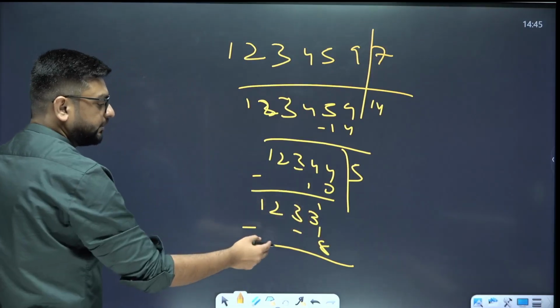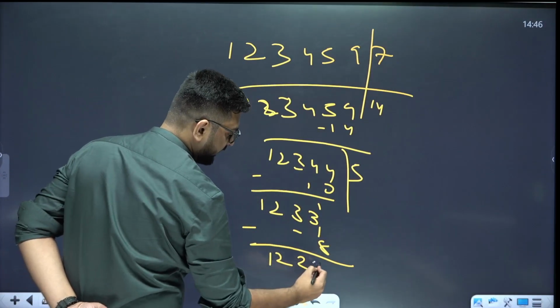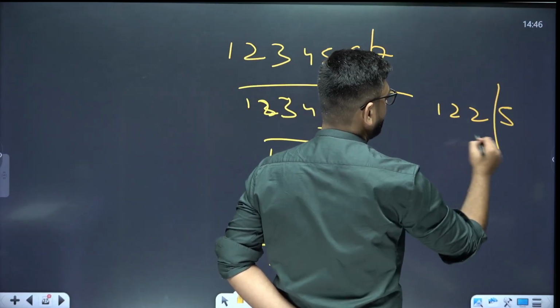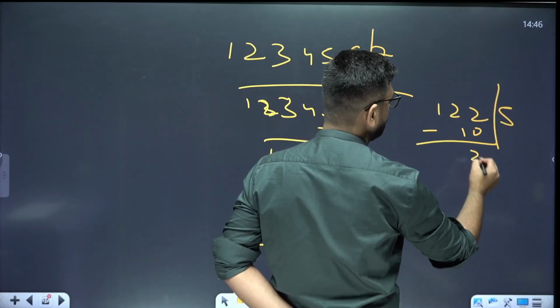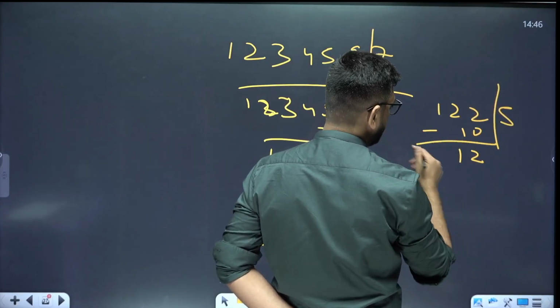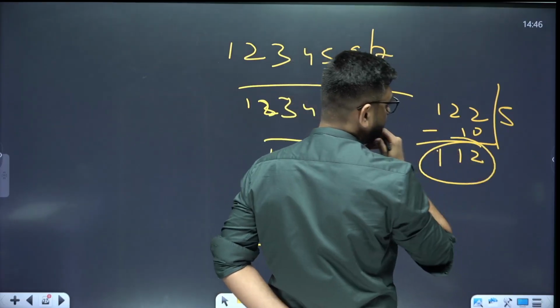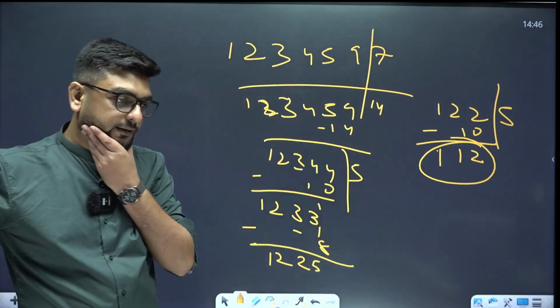1, 2, 3, 3 minus 8. So this will come as 1, 2, 2, 5. Right? 1, 2, 2, 5. Separating 5 and subtracting 10. This will come as 2, 1 and 1, 2, 1 1 2, which is exactly divisible by 7. All right? Clear?